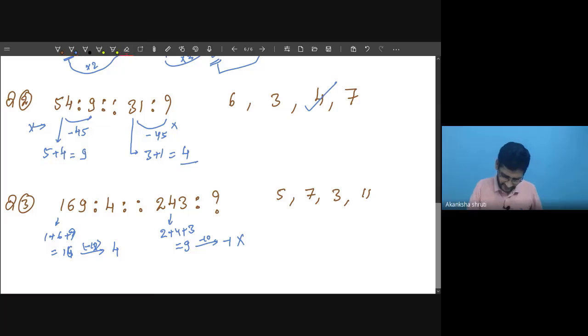So do this minor correction. Here the sum was 16, so from this 16, we have to subtract 12. Subtracting 12, we are able to reach to 4. But applying the same 12, 9 minus 12 is our minus 3. So we cannot get that relation. It is wrong.